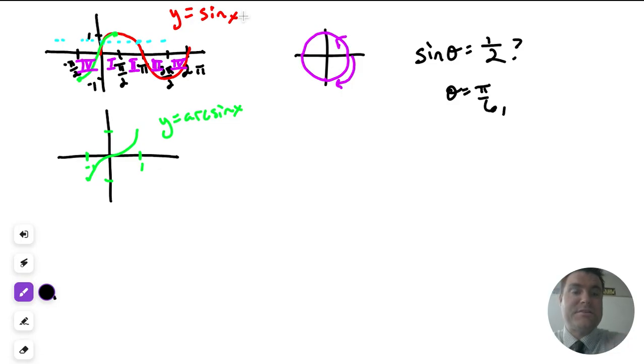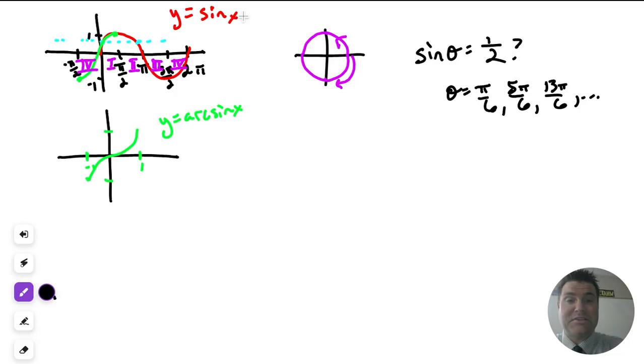Pi over 6, what else? There's more. 5 pi over 6. Technically, there's more. You can keep going by adding in periods as we go. So another answer is not 7 pi over 6, that gives you negative 1/2, but 13 pi over 6. All right, we get the idea. Just add 2 pi to those. You keep getting more and more values because sine is periodic, so you can get multiple answers.